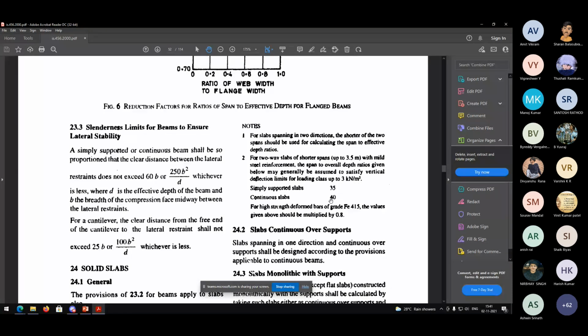So why do you need this? Just for a deflection check. The thickness of the slab you provide should be at least such that the L by d ratio is lesser than this. So this is one thing, and then other things with respect to reinforcement.